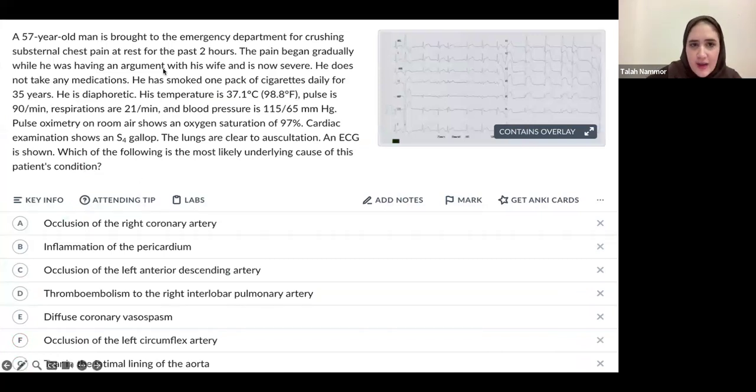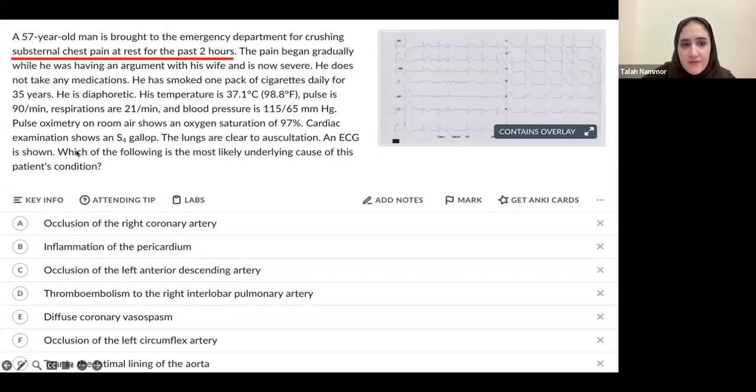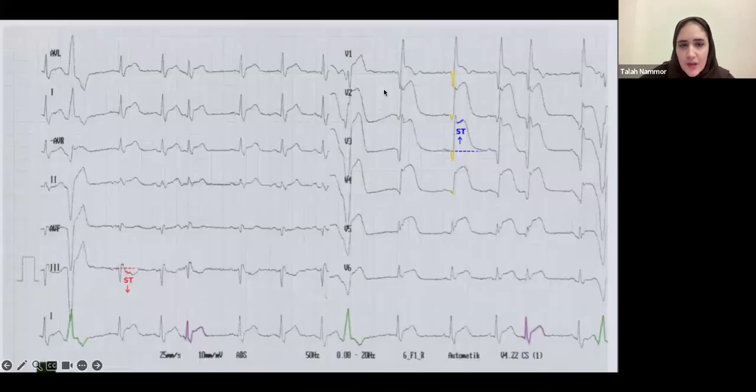A 57-year-old man is brought to the emergency department for crushing substernal chest pain at rest for the past 2 hours. So we're thinking, worst case scenario, MI. The pain began gradually while he was having an argument with his wife, and now is severe. He does not take any medications, but he has smoked cigarettes for the past 35 years. His temperature is 37, pulse is 90, respiration is 20, blood pressure is 115/65. There's an S4 gallop, and they showed us this ECG. What do you guys see on this ECG? Honestly, it's highlighted, it's obvious. We have ST elevations, right?